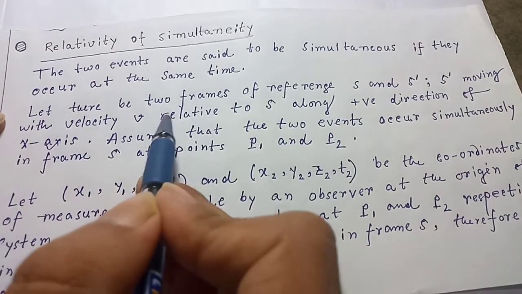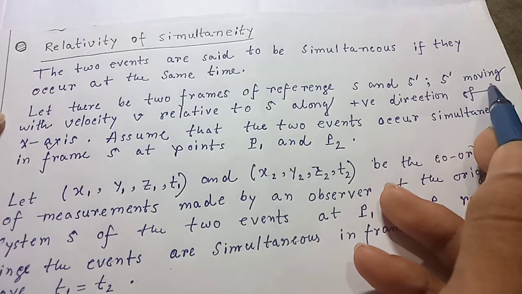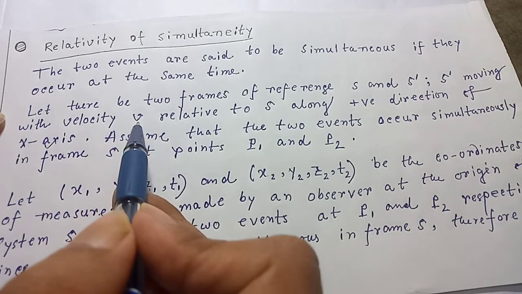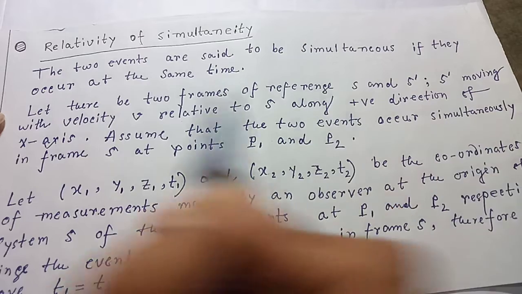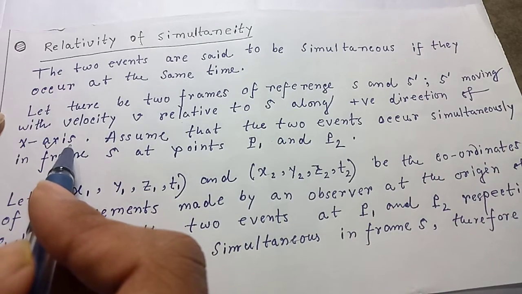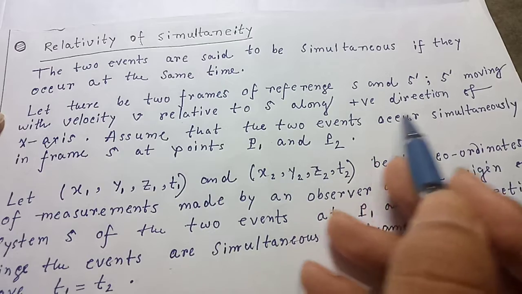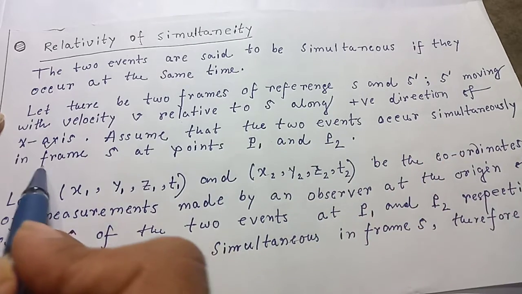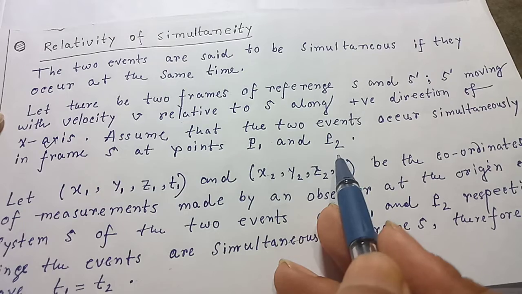Let there be two frames of reference S and S prime, S prime moving with velocity v relative to S along the positive direction of the x-axis. Assume that the two events occur simultaneously in frame S at points P1 and P2.